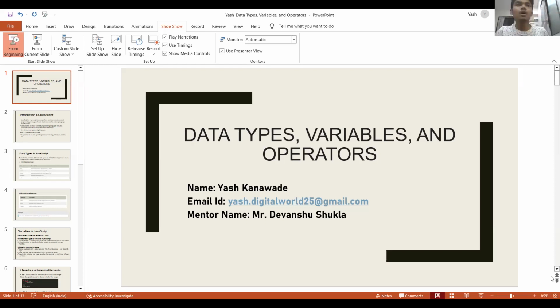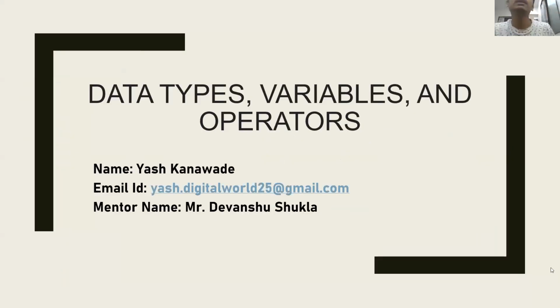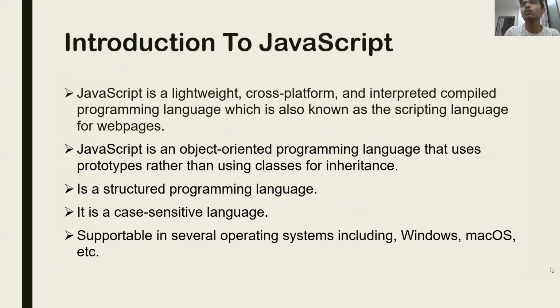Good evening, everyone. Myself, Yashchandra Kanawade. I'm currently pursuing IT from VIIT College, Pune. Today my topic is data types, variables, and operators in JavaScript. First of all, an introduction to JavaScript. JavaScript is a lightweight, cross-platform, interpreted, compiled programming language, known as the scripting language for web pages. We use JavaScript for making web pages more interactive.